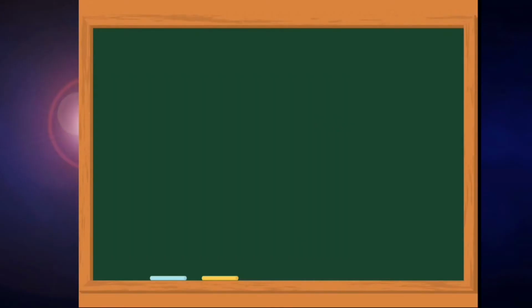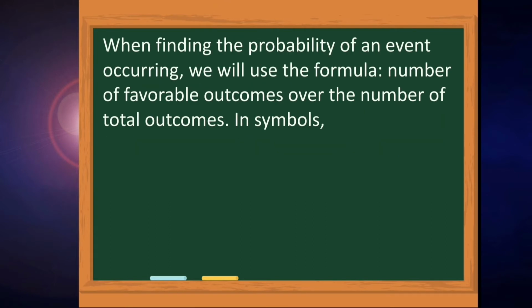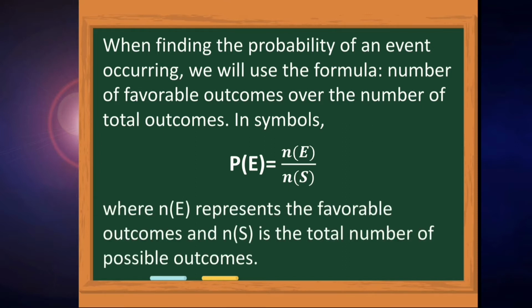Now, let us talk about the probability of a simple event, or P of E. It is a number from 0 to 1, which tells how likely the event is to happen. When finding the probability of an event occurring, we will use the formula: number of favorable outcomes over the number of total outcomes. In symbols, that is P(E) = n(E) over n(S), where n(E) represents the favorable outcomes and n(S) is the total number of possible outcomes.